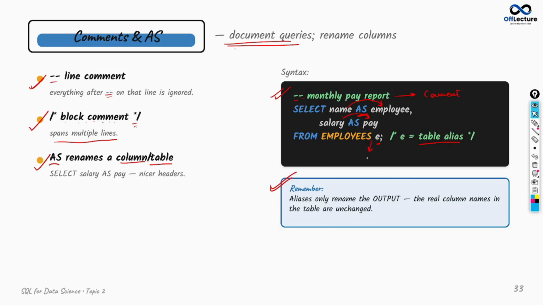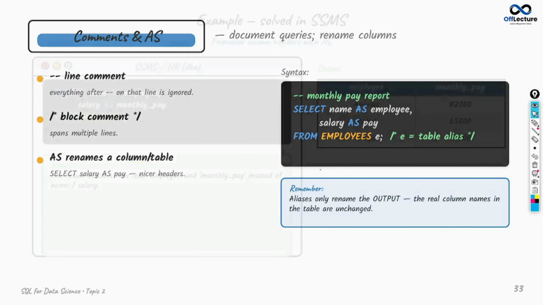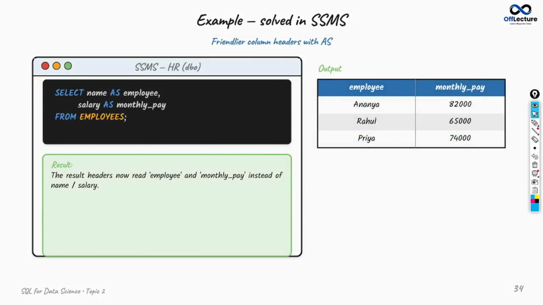You can write AS also, but in SQL Server, you can skip this. And even if you write it like this, that is the name of the table and a space and any name you want to give, in that case also SQL will understand that this is your table alias. Okay. Let's understand with an example.